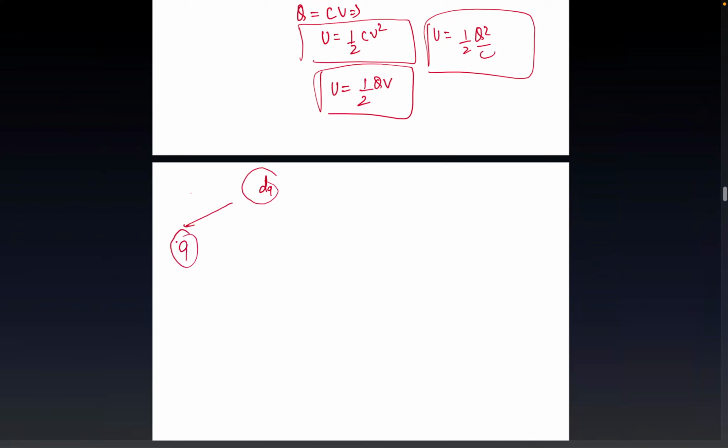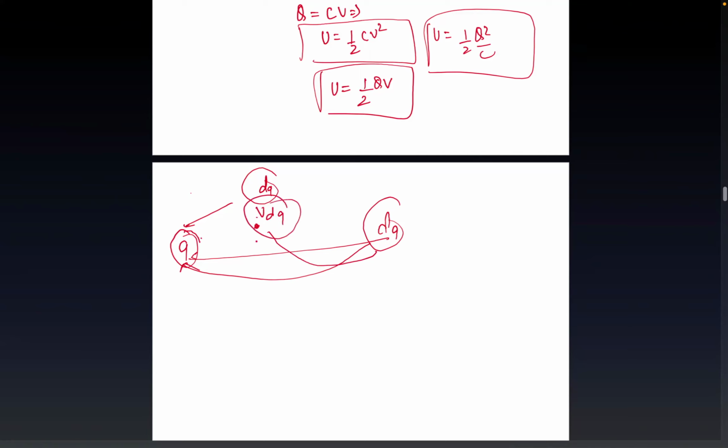Let's say q. Is that clear? I want more charge, so what I'll do, I'll put it here. But to bring this charge, I need some amount of energy, right? What is that amount of energy? If I'm going to place it here, what amount of energy do I need to put this charge here? Whatever potential is generated by this, multiplied by this dq.